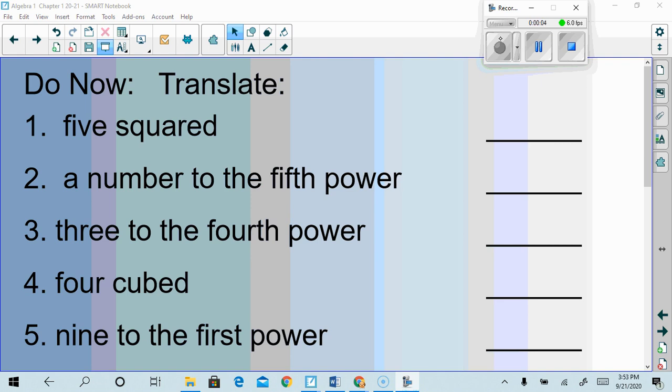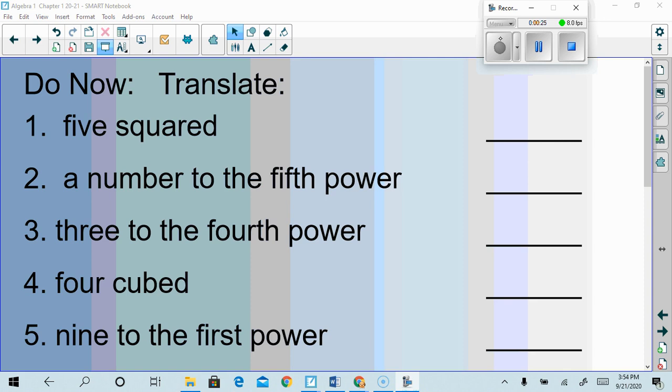Hi everyone. Before we get started with the new lesson today, let's just go over translations. It's an important area to keep fresh, and we'll be coming back to it quite often, so let's just try a few. Translate these verbal expressions to either numeric or algebraic.